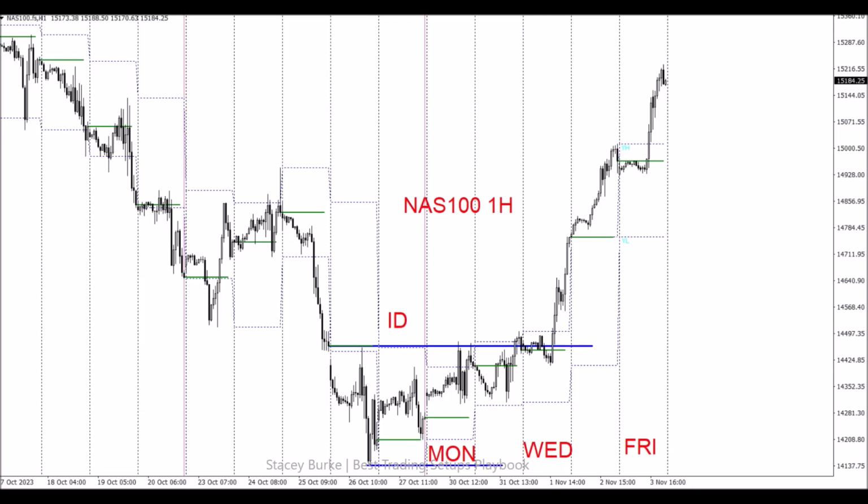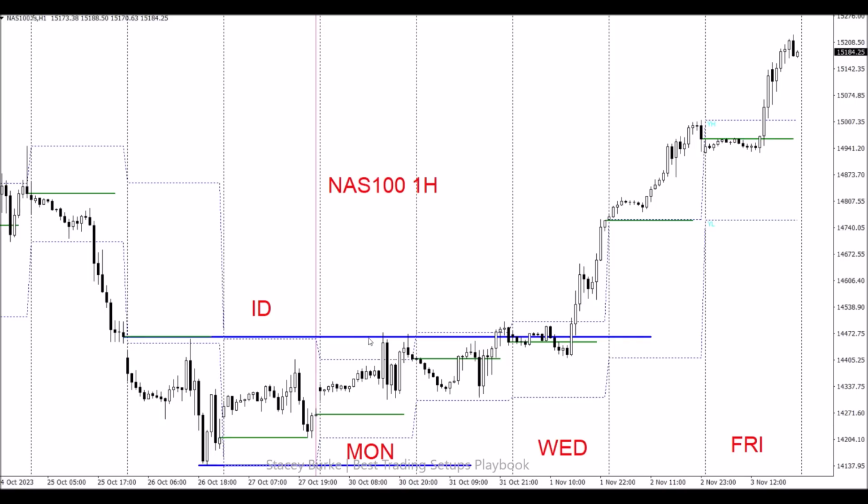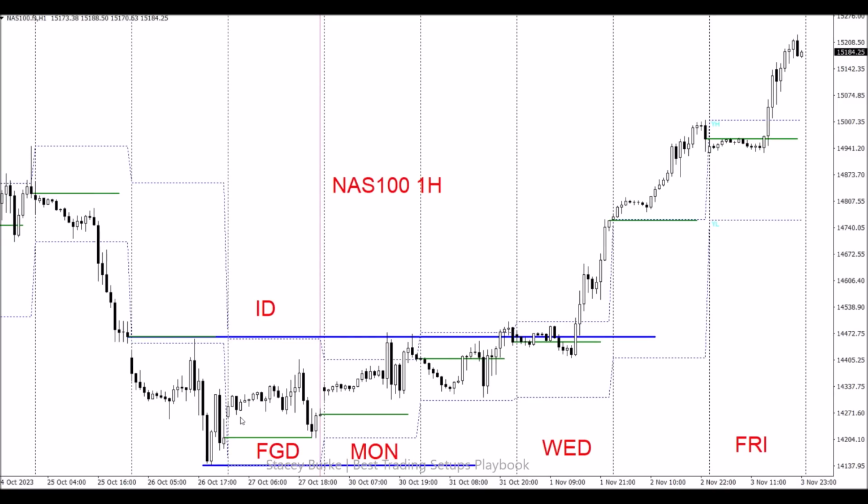Now, we'll zoom in a bit here. Monday, we break Friday's high. And so we talked about the inside day as potential false break, trending continuation, etc. But Friday also closed as a first green day, closing above the open. So Monday, we have breakout traders in the market. Tuesday, we have breakout traders in the market.